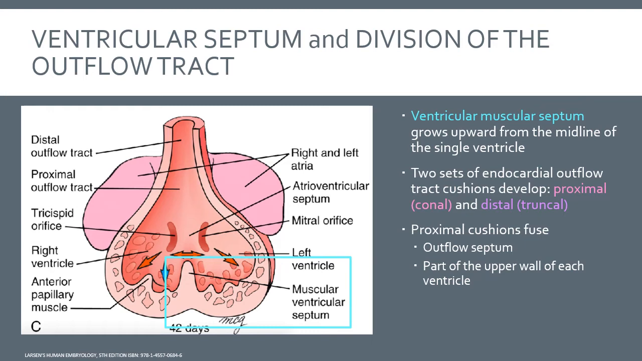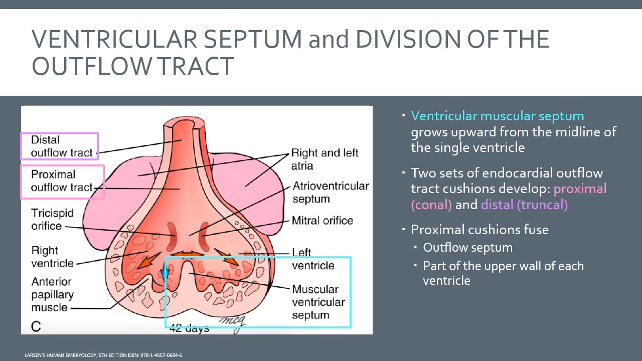Now, we also get development of two sets of endocardial cushions in the outflow tract, in the proximal region and in the distal region. The proximal region is referred to as the conal region, and the distal region is the truncal region. Interestingly, you get a group of heart defects that result from failure of these cushions to form properly, and those are called conal-truncal heart defects. But ultimately, the proximal cushions are going to fuse. When they do, that creates a septum called the outflow septum, and it's ultimately going to become part of the ventricular septum.